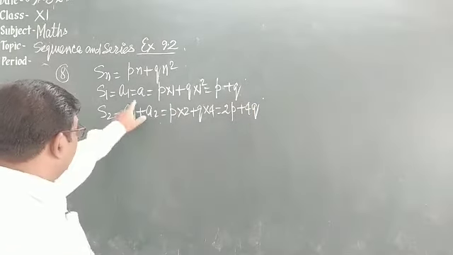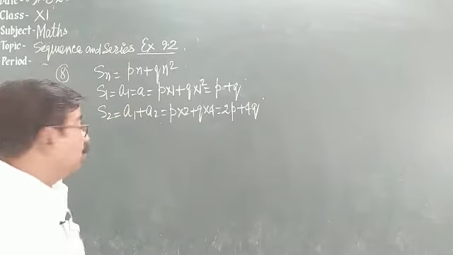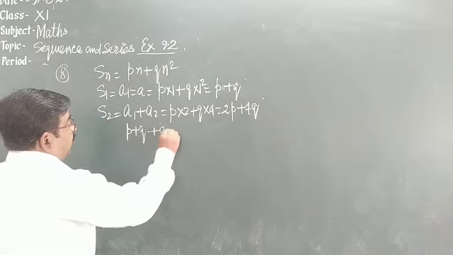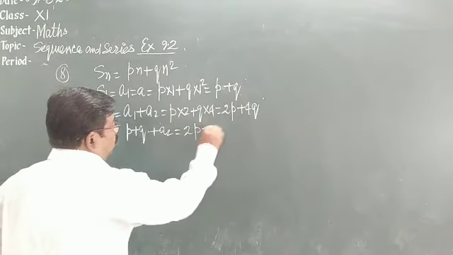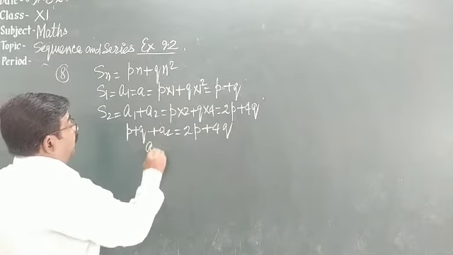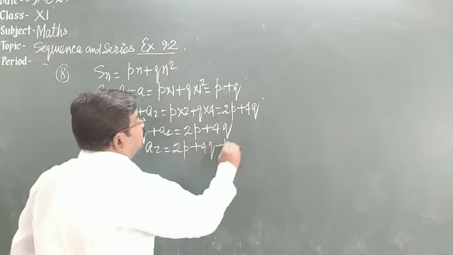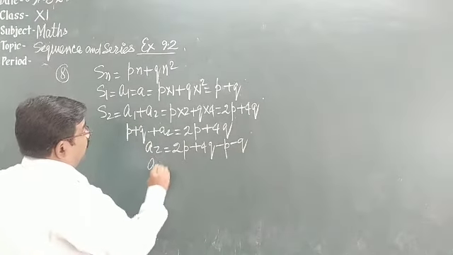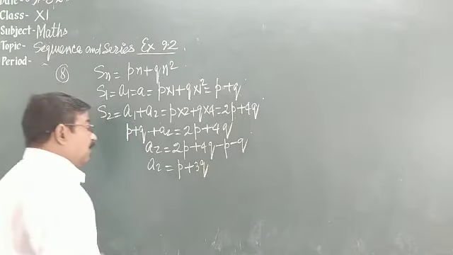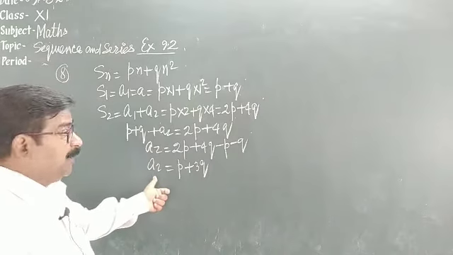Now we have got A1 and A1 plus A2. Write the value of A1 here to get A2. So see, I am writing P plus Q plus A2 is equal to 2P plus 4Q. Send this P plus Q this side. So we have A2 is equal to 2P plus 4Q minus P minus Q. So we have A2 is equal to P plus 3Q. Why? 4Q minus Q is 3Q, and 2P minus P is P. So we have got A2 also.